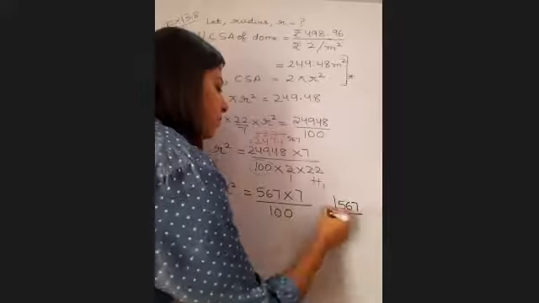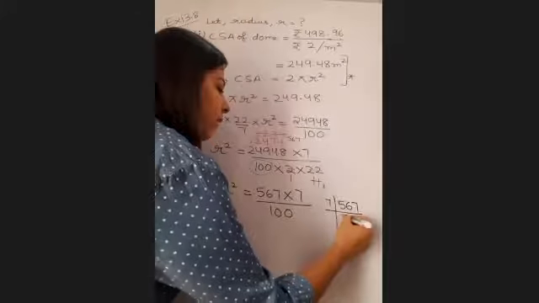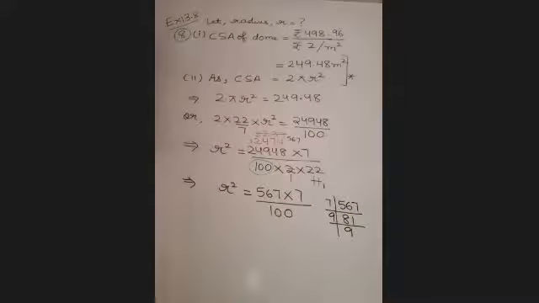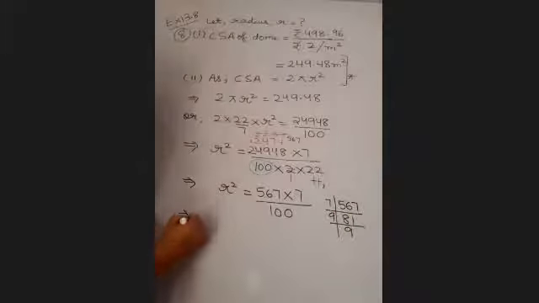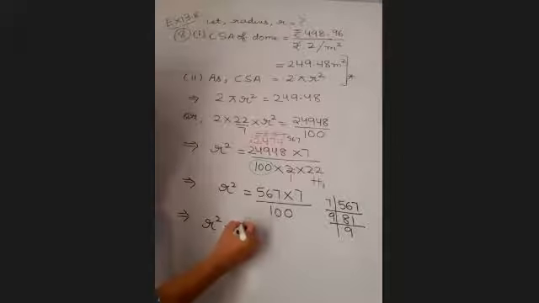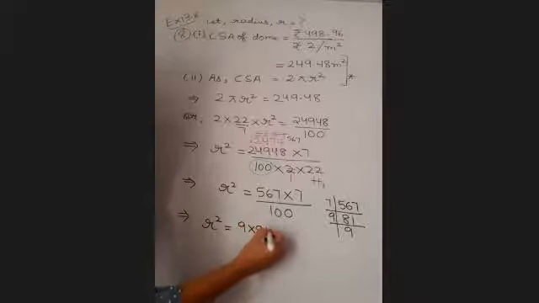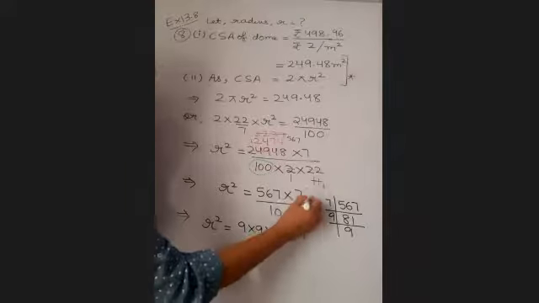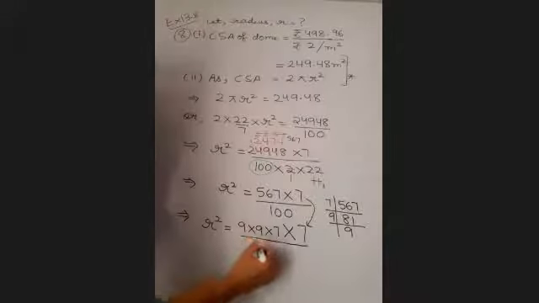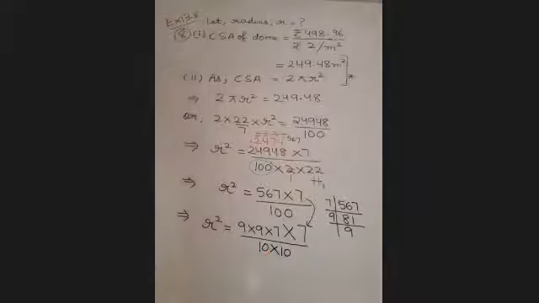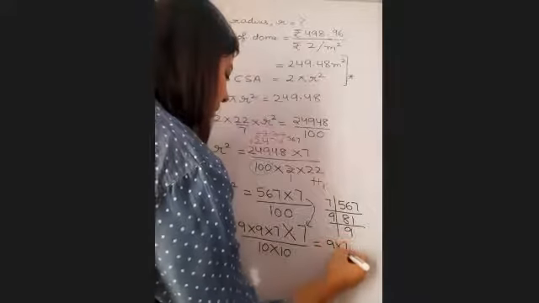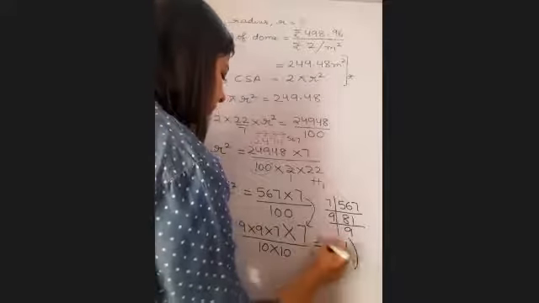81. And what is 81? 81 is the square of 9. So r square is this, 567, which I will write as 9 into 9 into 7. And the 7 was already there, upon 10 into 10. Children, are you with me? So this will be written as 9 into 7 upon 10 whole square.